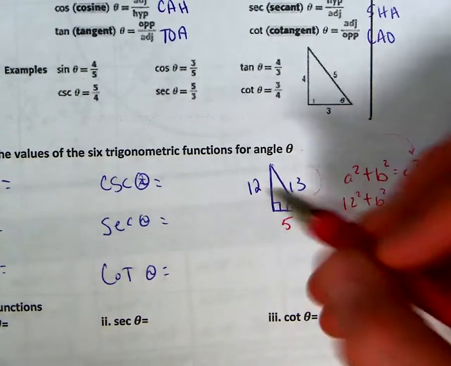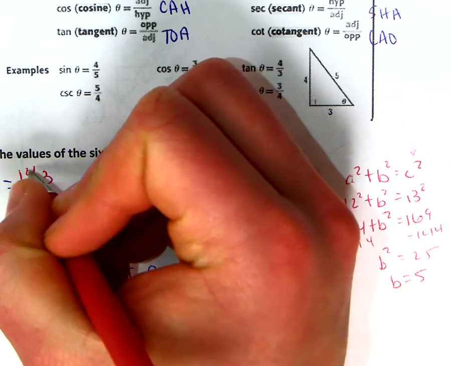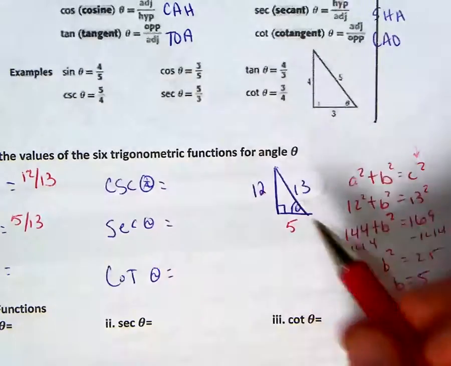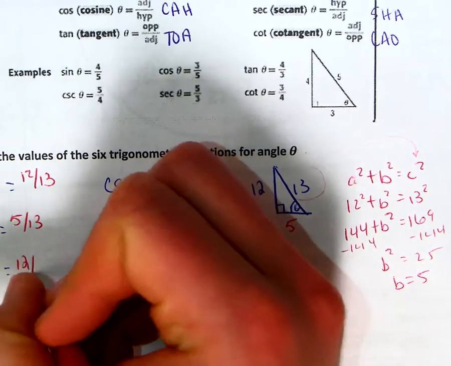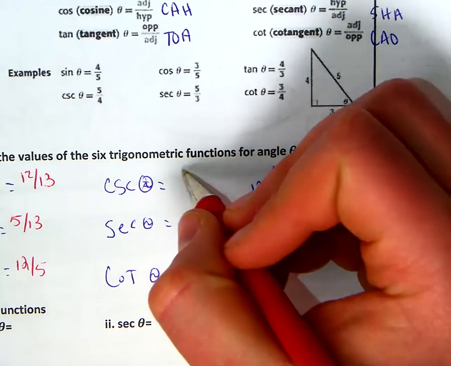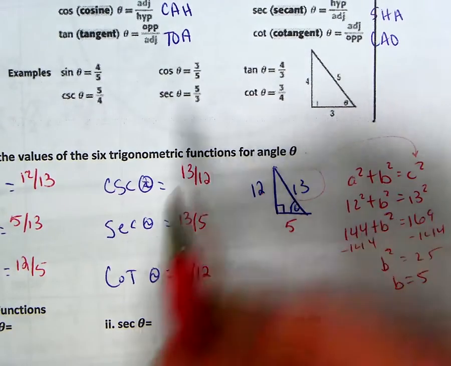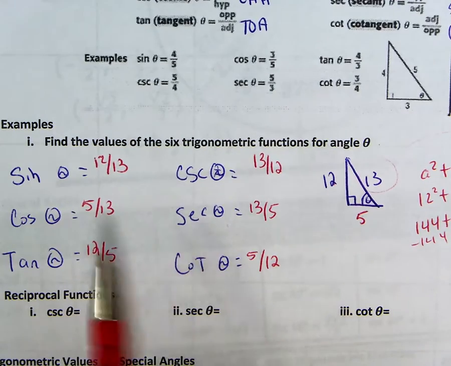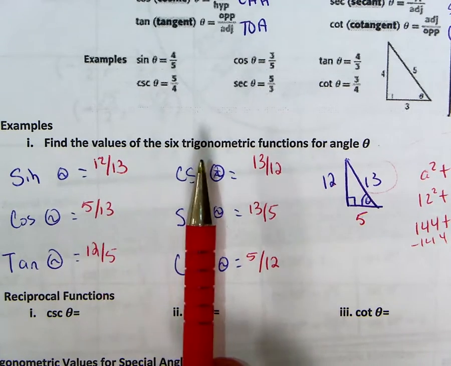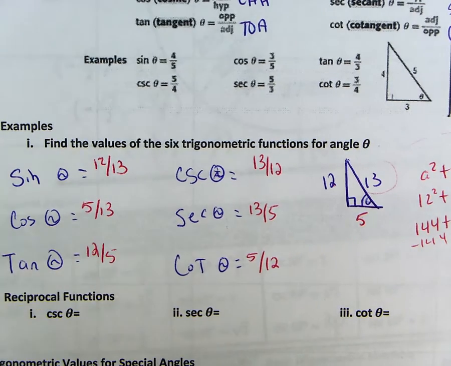So sine is SOH, opposite over hypotenuse, so 12 over 13. Cosine is CAH, adjacent over hypotenuse, 5 over 13. TOA, opposite over adjacent, 12 over 5. All right, and now it's just the flip of these ones, so then it's 13 over 12, 13 over 5, and 5 over 12. I like to set up this way just so that it can be very quick once I'm doing these three. And then you're just flipping, because cosecant's the opposite of sine, so it's 13 over 12. Secant's 13 over 5, and cotangent's 5 over 12.